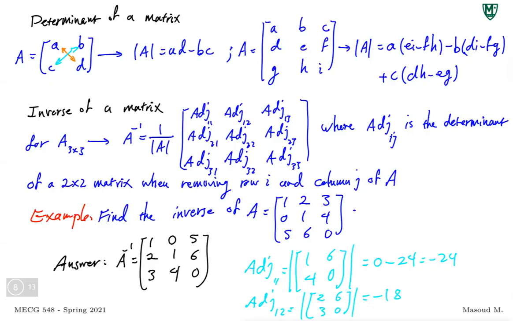I continue that to find all the elements of that 3 by 3 matrix. Find the determinant of A, 1 over determinant multiplied by all the elements of that matrix. You should get this value for the A inverse.